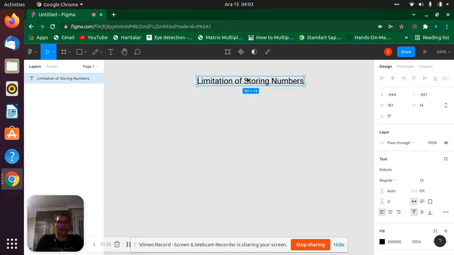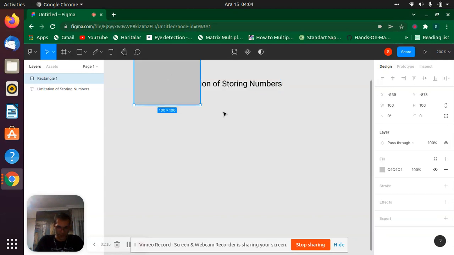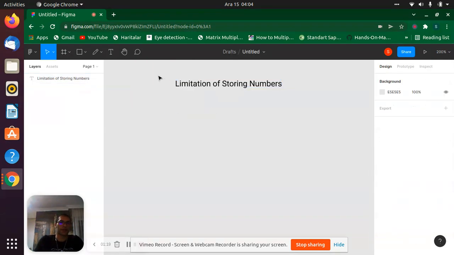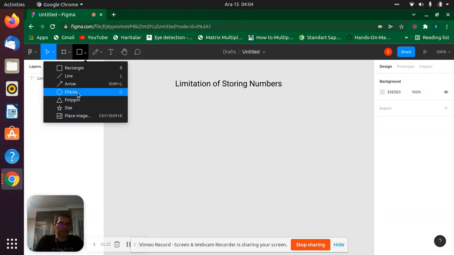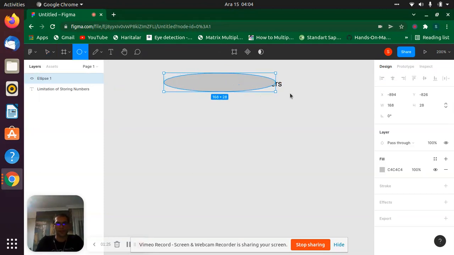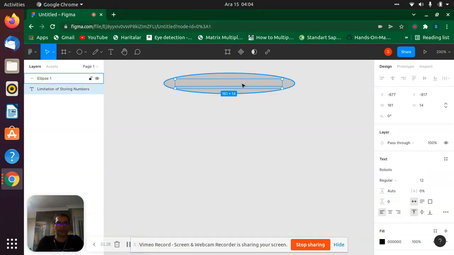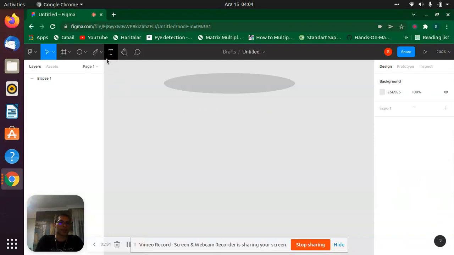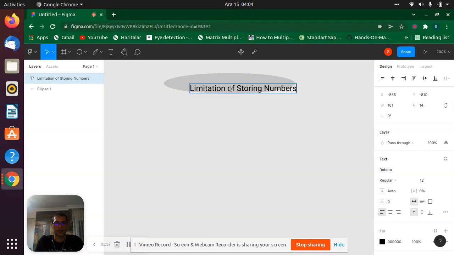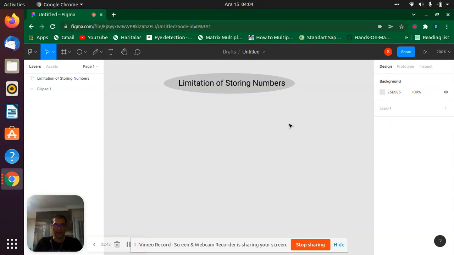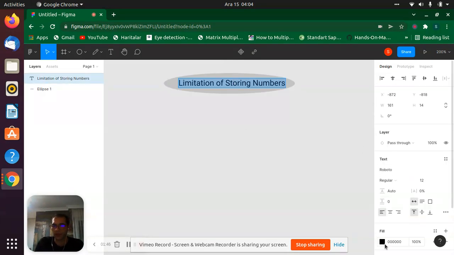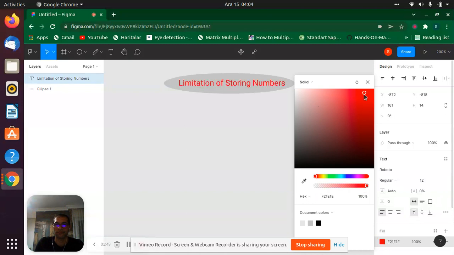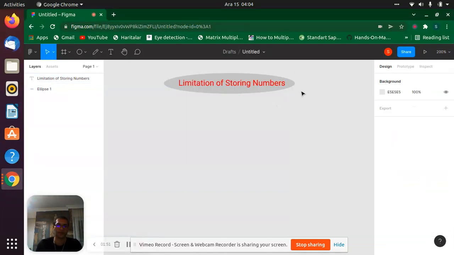Now what I want to do, I will take this one in an ellipse, like that. Let's tag it, come here and put this one in here. This one is okay now, and I made it a different color, something like that.